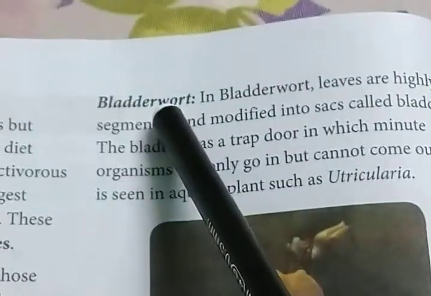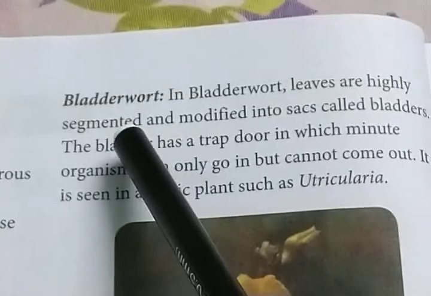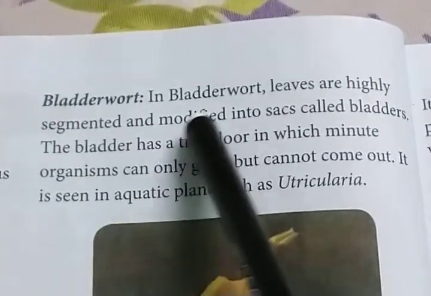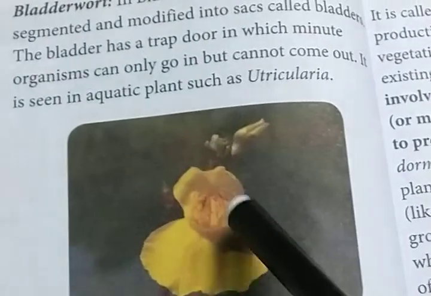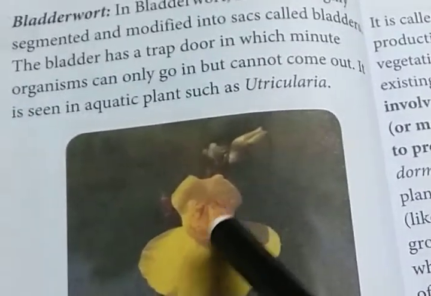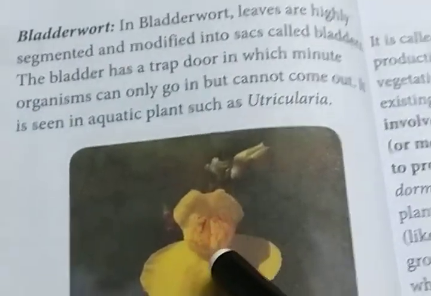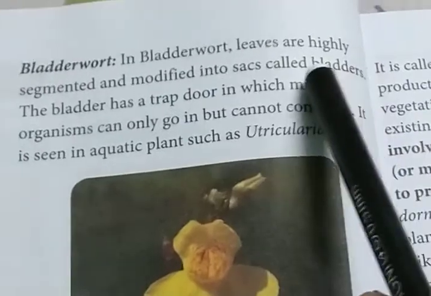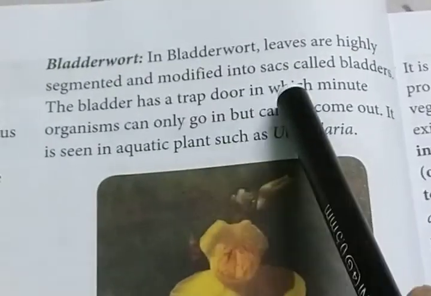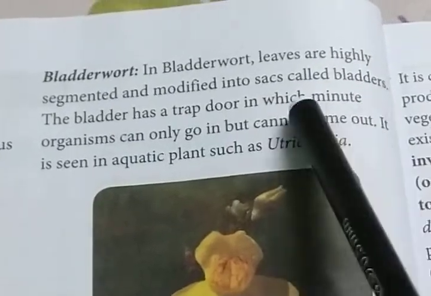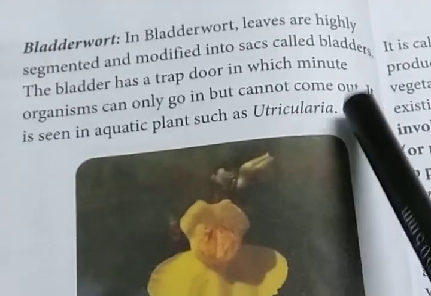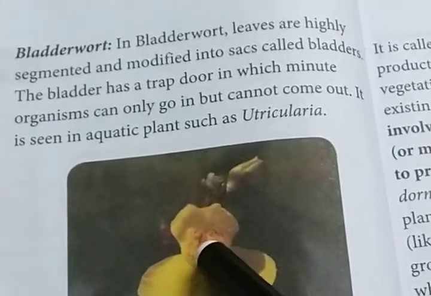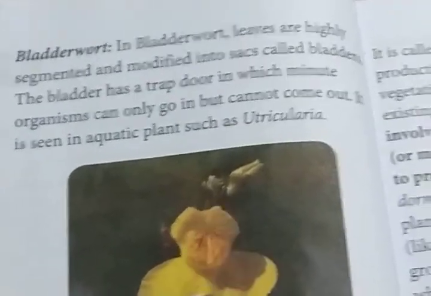Next, bladderwort. In bladderwort, leaves are highly segmented, I mean divided and modified into sacs called bladders. Look at the picture. The lamina of the leaf turns into a sac-like structure. It looks like a bag, and this particular bag-like structure is known as bladder. The bladder has a trap door through which minute organisms can go inside but cannot come out.